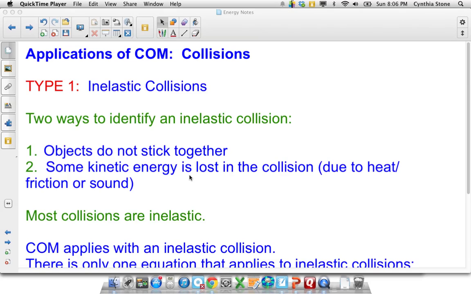2 objects, they don't stick together, and some kind of kinetic energy is lost in the collision. That would be during like a little bit of friction between the objects as they collide, or as a bit of sound, and you hear a click when the 2 things collide. I'm thinking Crokinole chips when I think of this.